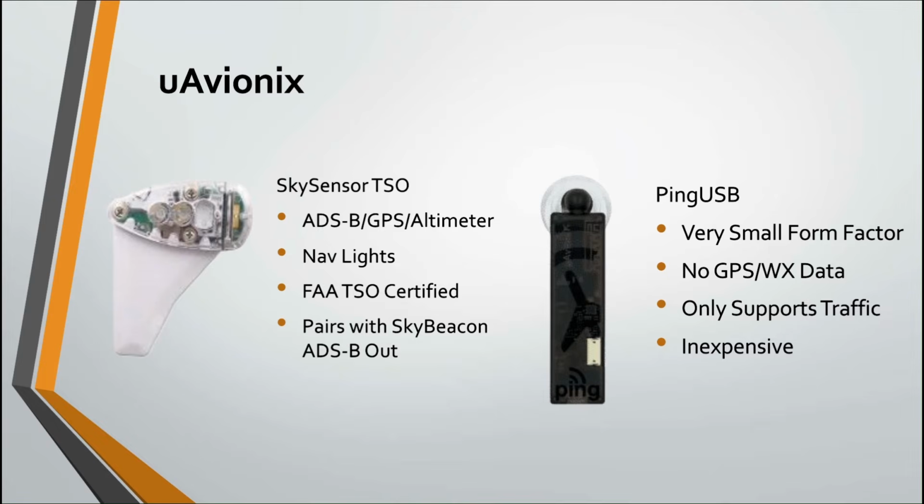Next is the Ping USB. Ping USB is a very small ADS-B In. However, it does not have GPS or weather data functionality, meaning it cannot transmit GPS or weather data, FISB, to a device running an app like iFly EFB.